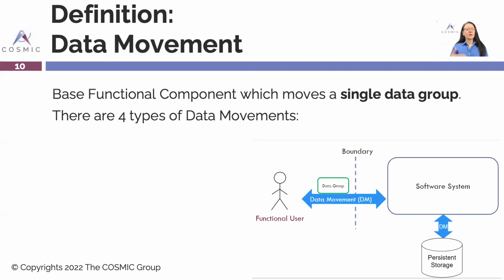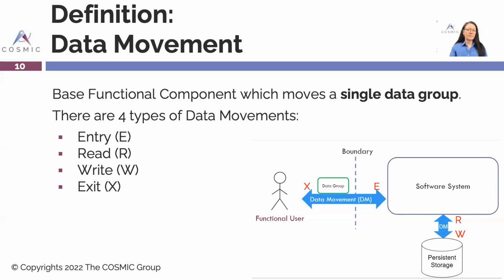The data movement, now, that is applied within a functional process on a data group, is a base functional component which moves a single data group. And there are 4 types of data movements. There's entry, read, write, and exit. The data movements are what the COSMIC measurement boils down to. When a requirement demands a data group to be moved through the software boundary or to and from persistent storage, it is called a data movement. And data movement is the basic unit that COSMIC counts.